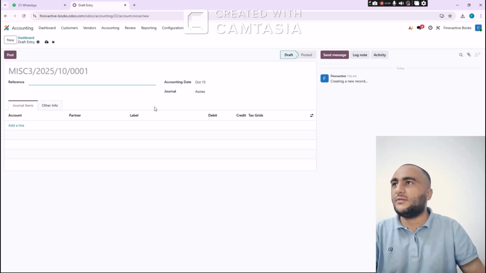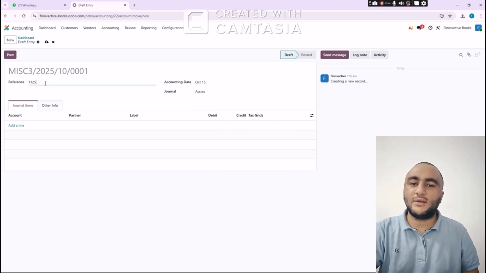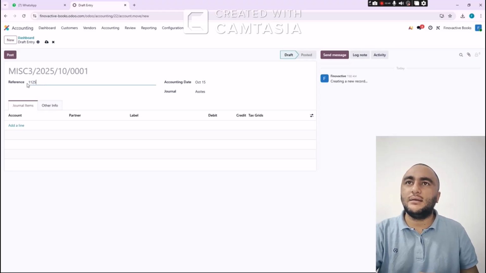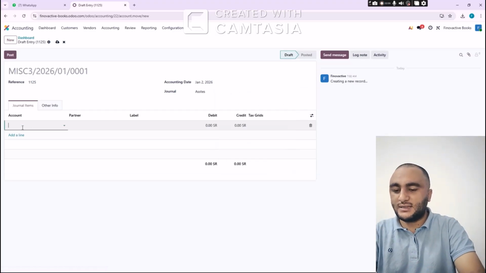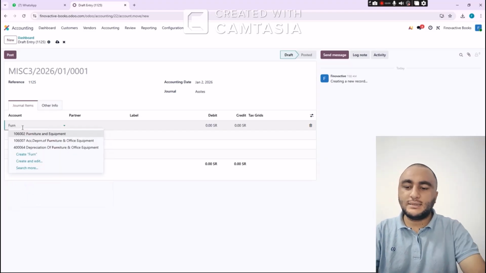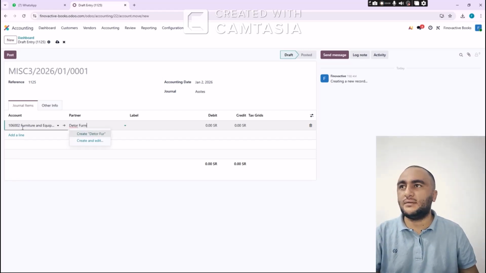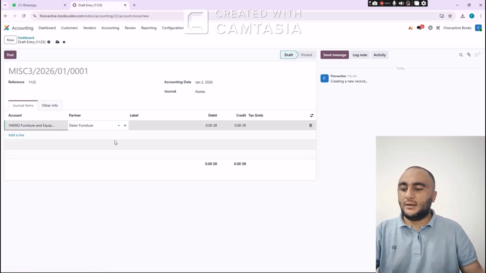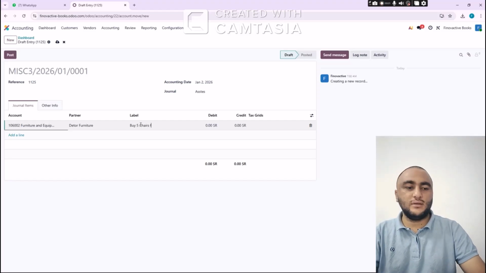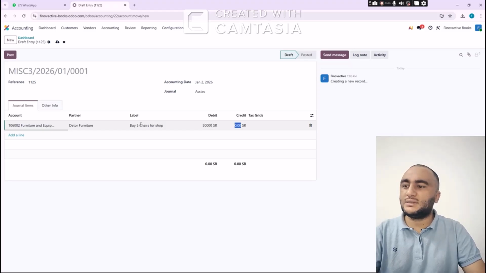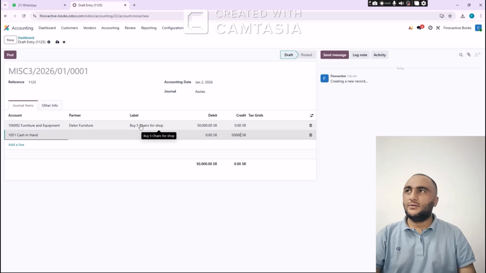But 1125, I will write this, because now you may have an invoice number, a bill number from your vendor, from your supplier. You can write the date here, as you know it's 2nd January. So on 2nd January we will write furniture and equipment. Let's say this was decor furniture. The supplier was Detour Furniture. On label you can write narration: bought 5 chairs for shop. And here you will write the amount: assets was debited, and cash in hand credited by the same amount. And you can post from here.